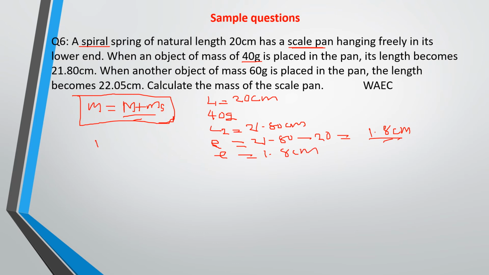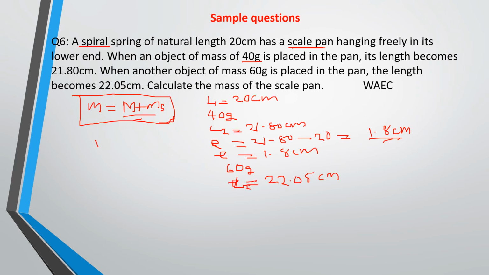Fine. Then in the second instance, the weight is given to you to be 60 gram. That's the weight that is given to you, 60 gram. Then it extended the spring to 22.05 centimeters. That is the new length when that weight is added.